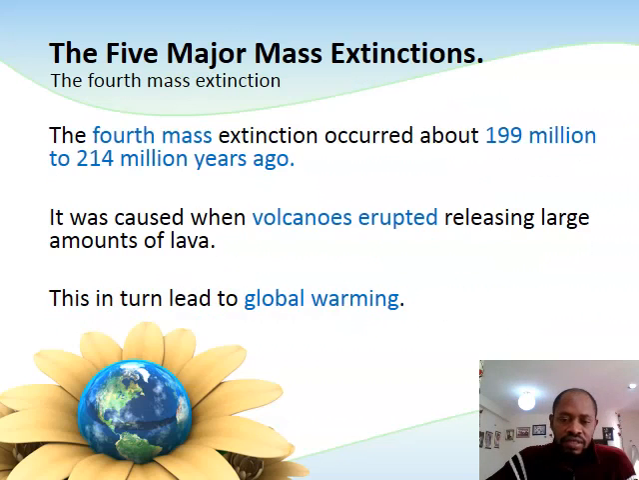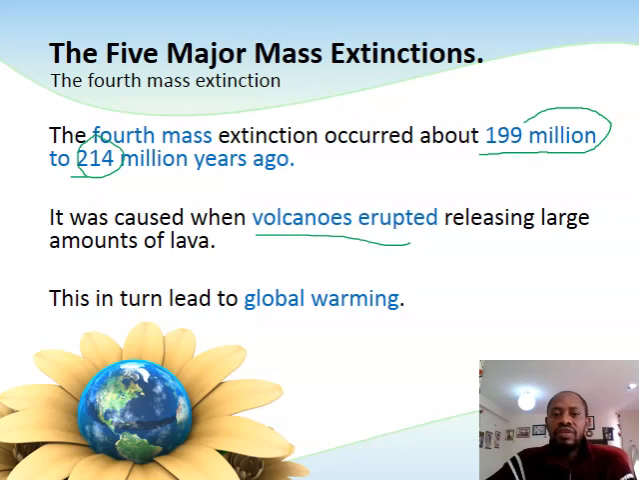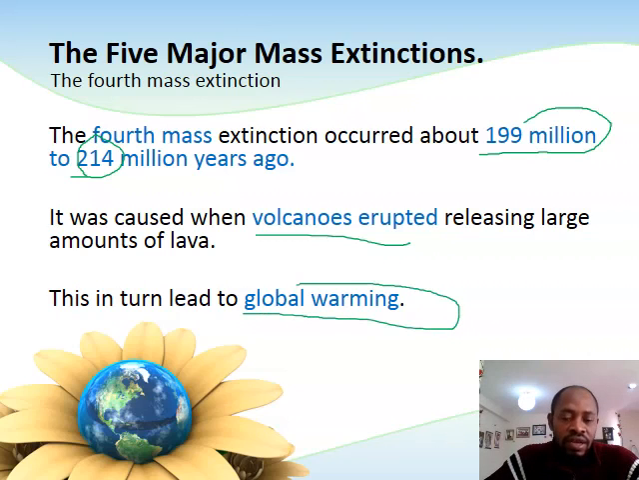The fourth mass extinction occurred about 199 million to 214 million years ago. It was caused by volcanic eruptions that released a huge amount of lava, and this lava, understand, is a great deal of heat that led to global warming. It means globally temperatures were rising, becoming too much for organisms that had already adapted to the temperatures of the environments where they were flourishing. If the environmental temperatures of their habitats rose above what they could cope with, then globally many species would go extinct because of that increase in average temperature.